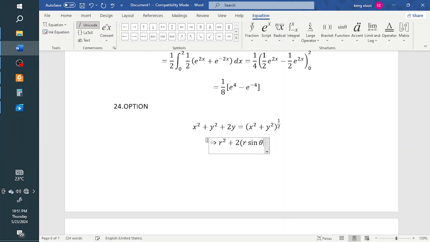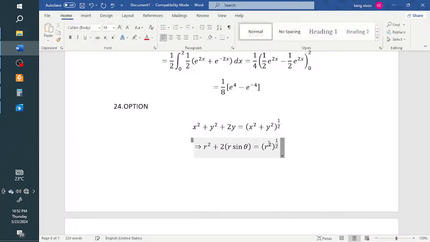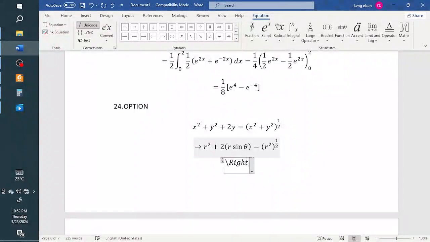I gave you guys this conversion in one of the videos. On the right, x squared plus y squared is r squared, so we have r squared raised to the power half. We just give you r because r is positive. So this means that we have r squared plus 2r sine theta equal to r. Now we can subtract 2r sine theta on both sides. Okay, we have r squared is equal to r minus 2r sine theta.